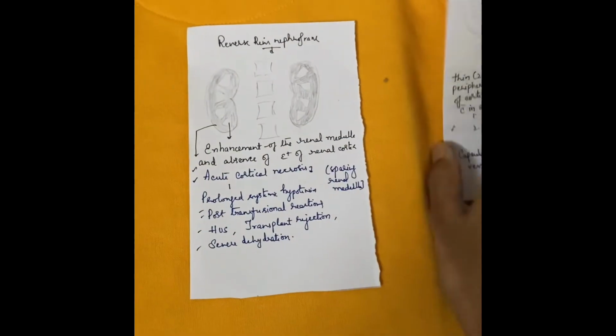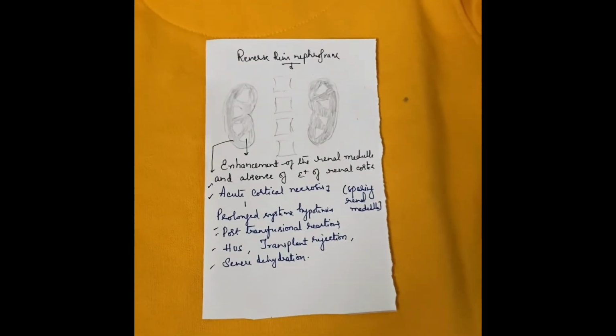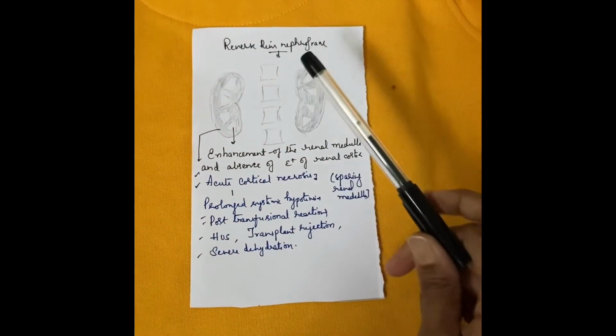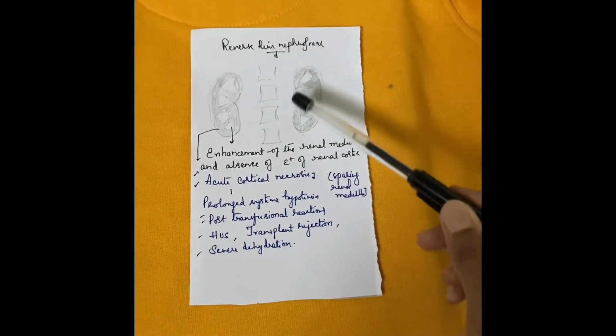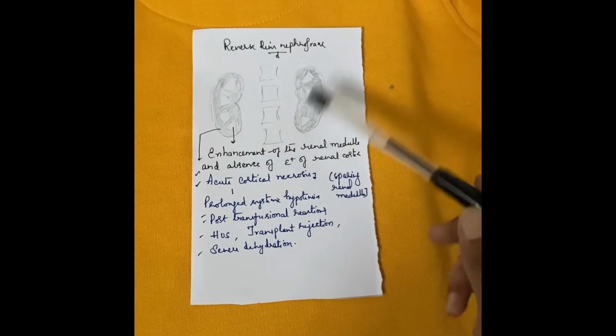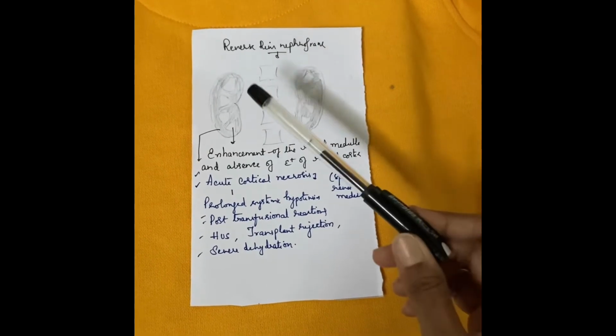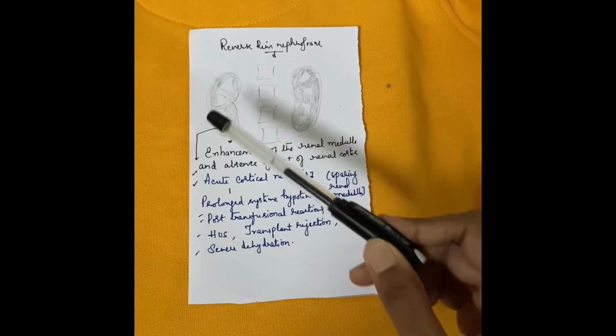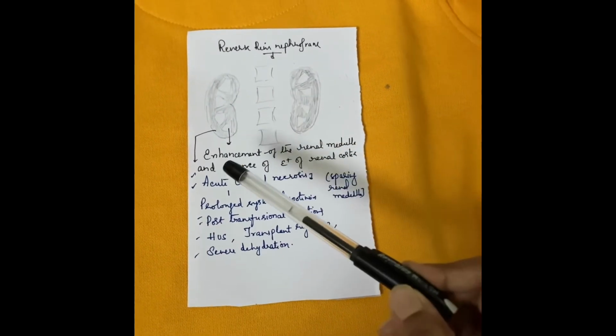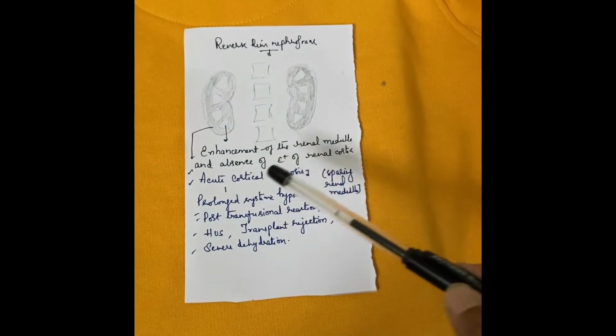We have reverse rim sign. What is this reverse rim sign? Here we have a coronal section, contrast enhanced images. We have spine and we have both kidneys. What happens here? Reverse rim enhancement. Here only the medulla enhances and renal cortex is not enhancing. So enhancement of the renal medulla will be there and cortex will be absent.